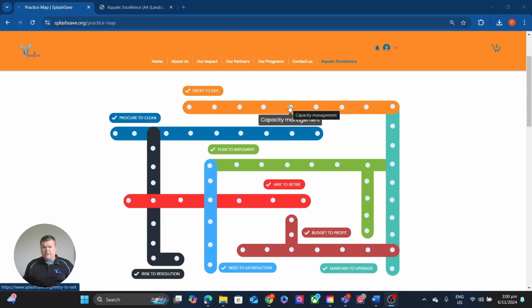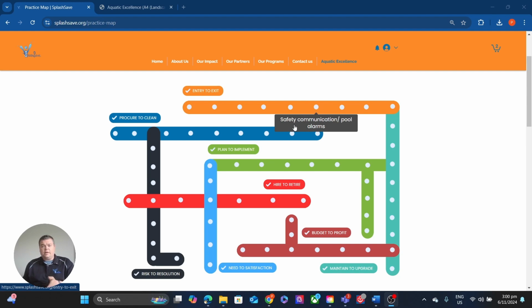How do you deal with your capacity management? At what point do you know that your pool is too full, and how do you make sure that you are always managing that capacity, A, for safety, but B, also to make sure that you are increasing utilisation?